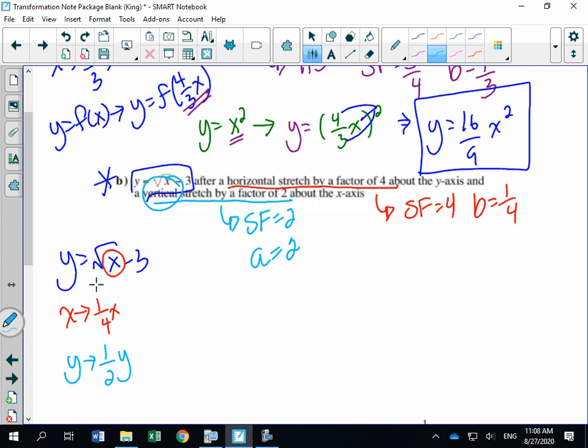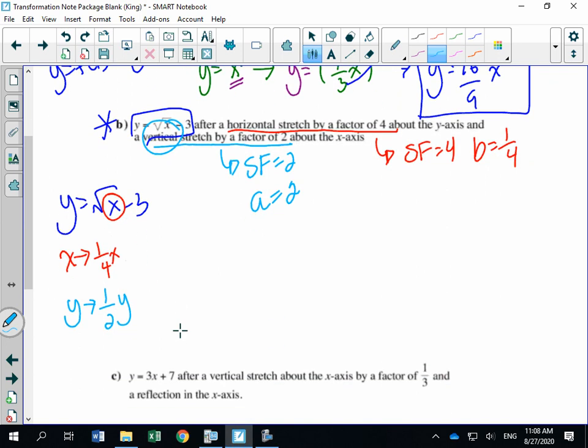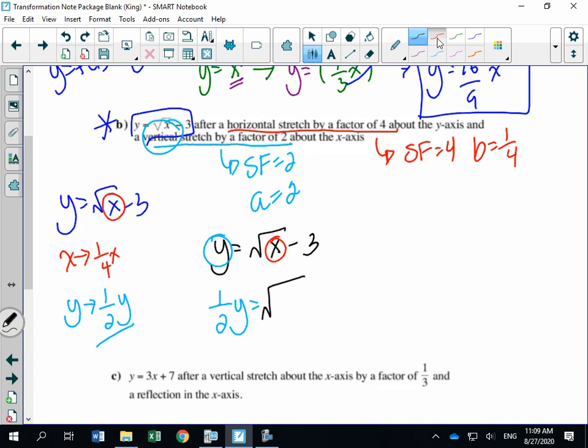Okay, so let's take this original function and let's do that replacement. So that's our original function. Y is equal to the square root of x minus 3. Let's replace our y with our 1/2 y, and let's replace our x with 1/4 x and then minus 3. We just did our replacement, okay?